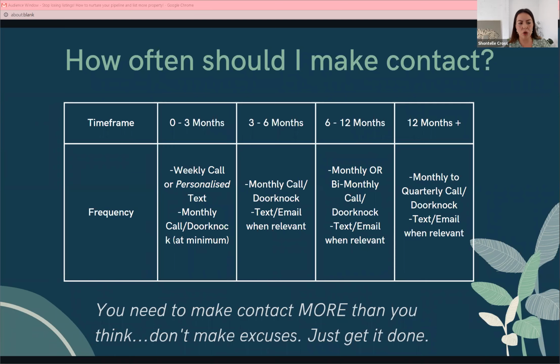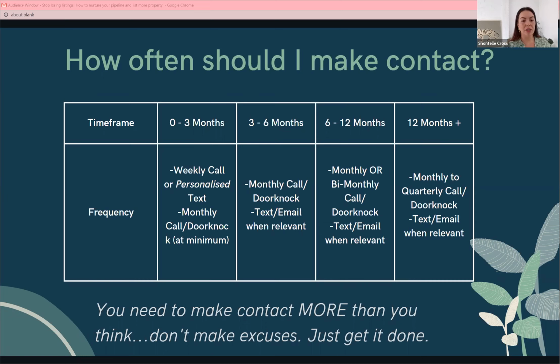Your 3 to 6 months, monthly call, door knock, text, email when relevant. So essentially we want one face-to-face or phone call communication, and then text, email when relevant. So if there is a property that's relevant to them, that's just listed, let them know about it. It's interesting to them. Tell them about it. But the minimum is once per month. I would definitely recommend more often than that for your 3 to 6, because again, timeframes change, and a competitor could list in 2 months' time because you thought that they were 4 months away. So treat them like you really value them, like you really want to list it.